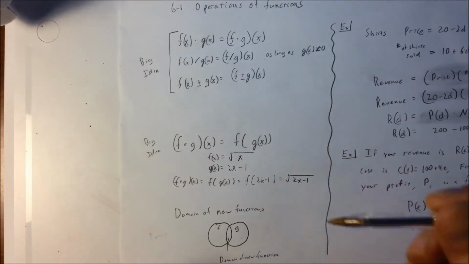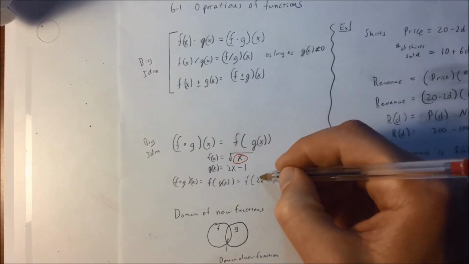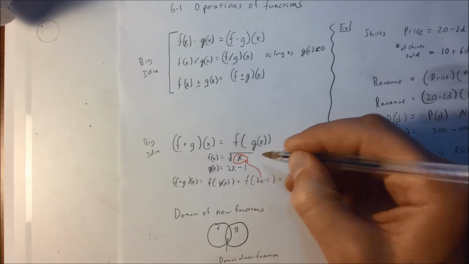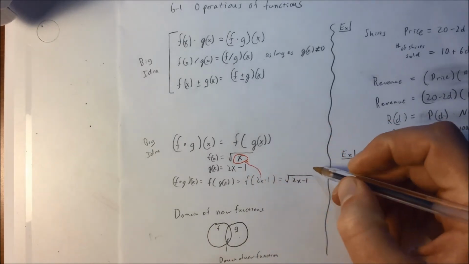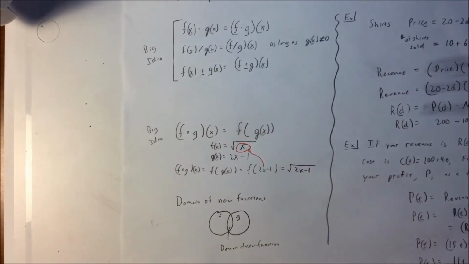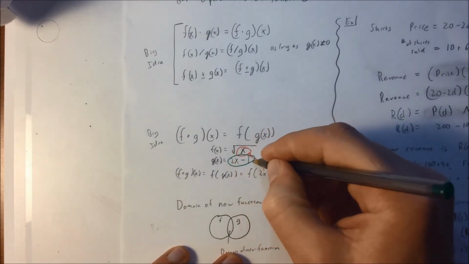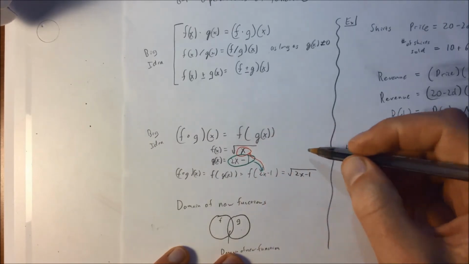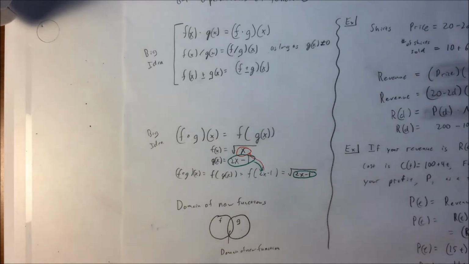So what we have here is, instead of the x value in here, I'm plugging in 2x minus 1 where that x was in f of x. The g of x right here is shoved inside, and that gets put where the x was in the other function. So that's how you just plug a function into another function. Not super hard.